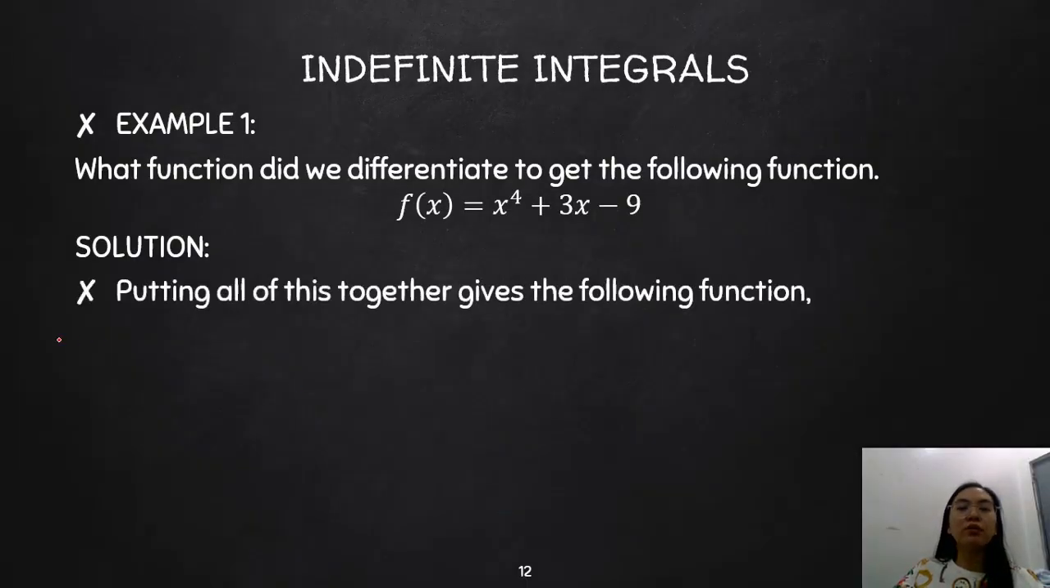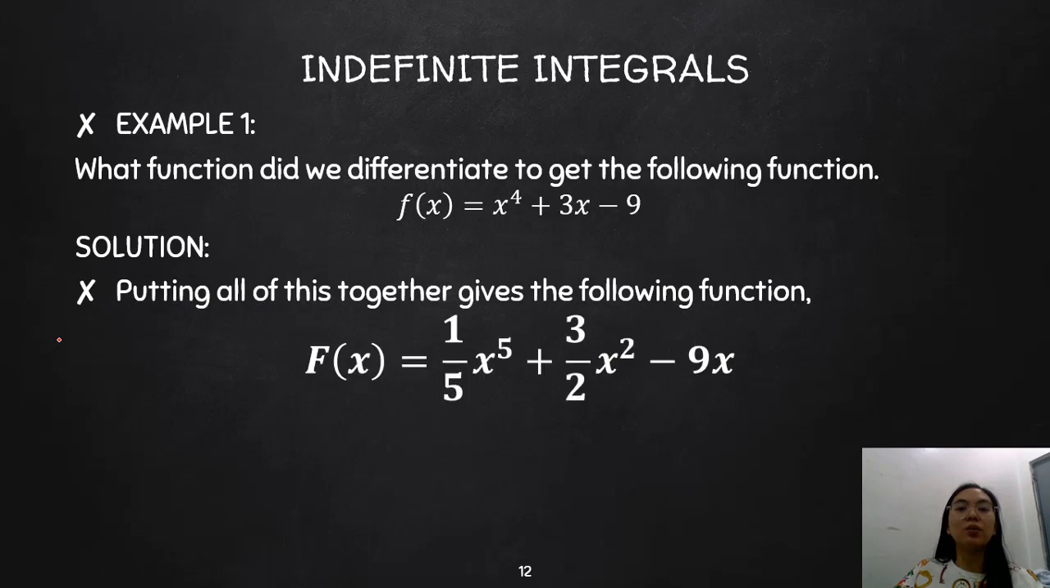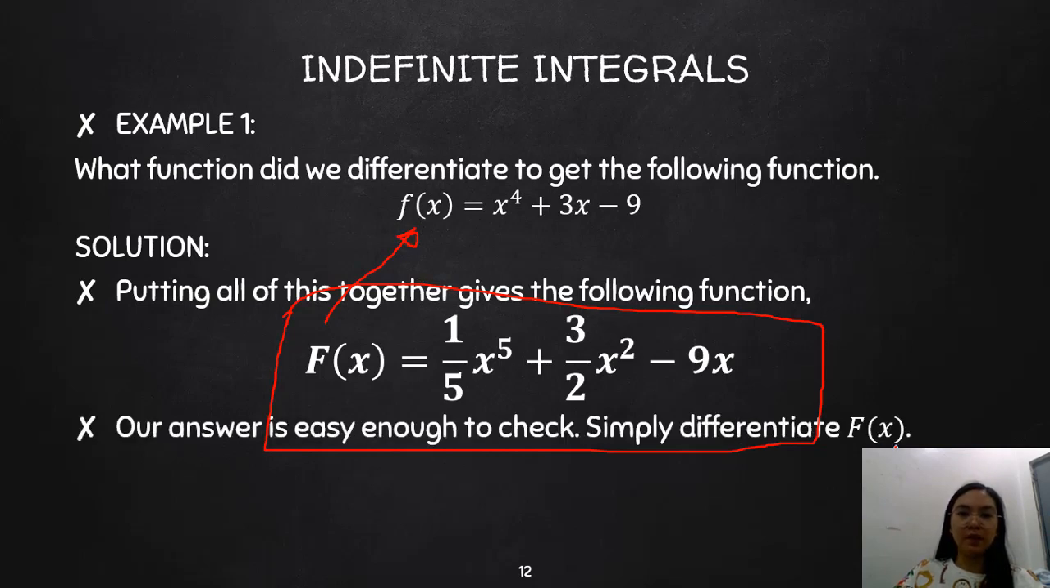So, if we put all of this together, it will give us the following function. So, ito po yung sagot. So, 1/5 x raised to 5 plus 3/2 x squared minus 9x. And just to double check, pag dinifferentiate nyo po ito, it will give you this function. So, if we do that, o diba? 1/5 magiging x raised to 4, 3/2 x squared, magiging 3x, and of course, negative 9 is equal to negative 9.